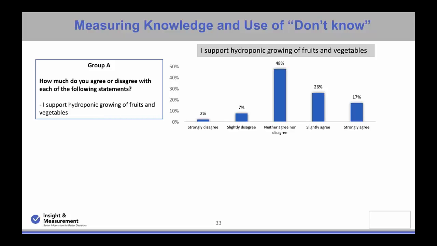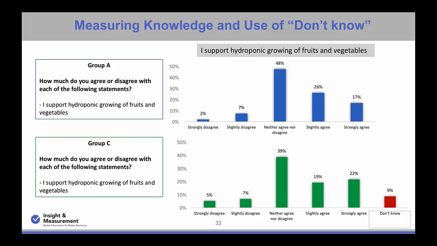Here is a question that I thought was pretty interesting. We asked people whether they agreed or disagreed with the following statement: I support hydroponic growing of fruits and vegetables. And the reason why we ask that is I know that most people don't know what hydroponic growing of fruits and vegetables actually means. So what happens when you ask them that? You can see how people load up on neither agree nor disagree.